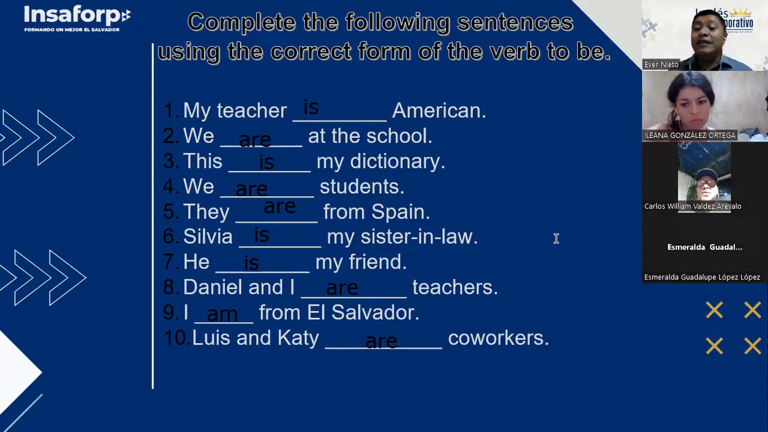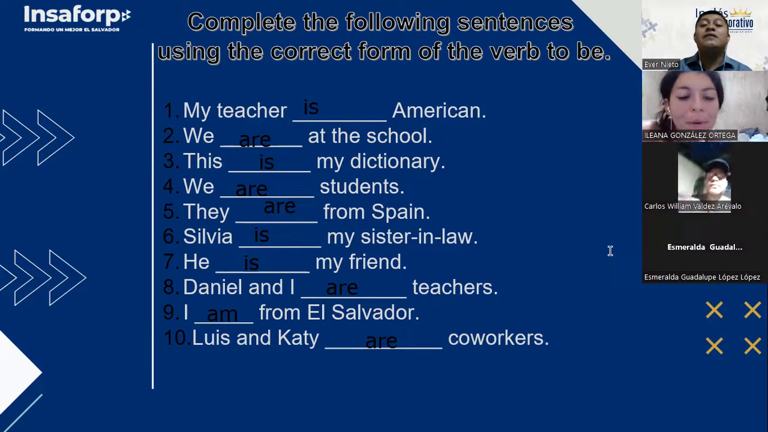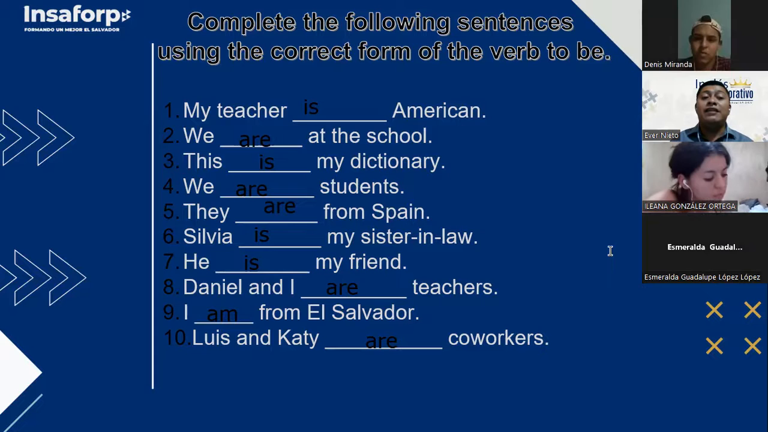One volunteer, please, to read sentence 1, 2, and 3. Anyone? Nobody? Then I'm going to choose. Eli, can you help me, please? Okay, teacher. Number 1, my teacher is American. We are at the school. This is my dictionary. Perfect. Very good pronunciation. Thank you so much, Eli. Any other volunteer? 4, 5, and 6. Thank you, Denise.